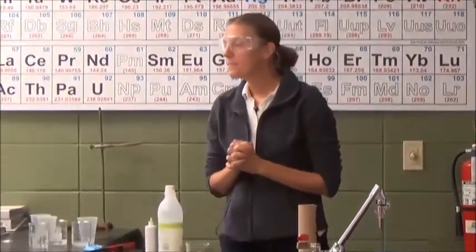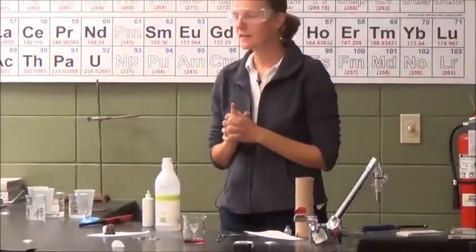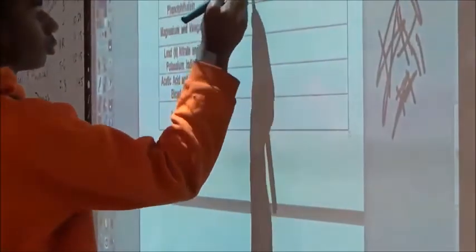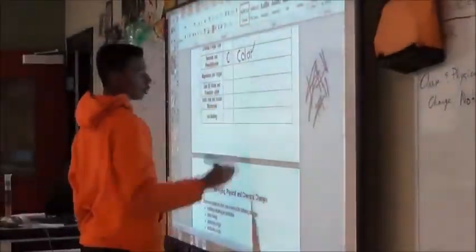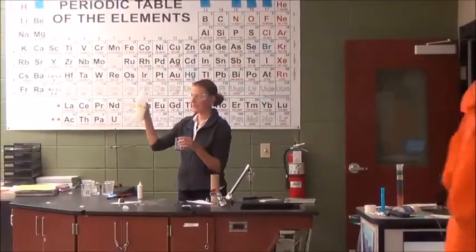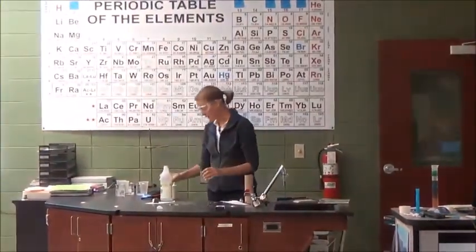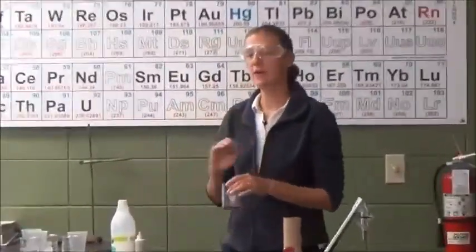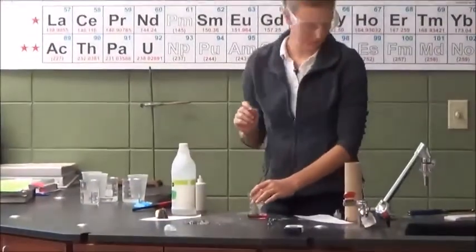Chemical or physical? Chemical. Why? Color. Wait, so what was that? Okay, one more time. This is ammonia, which is a base, and we'll talk about acids and bases later in the year. It can be canceled out, neutralized by an acid.